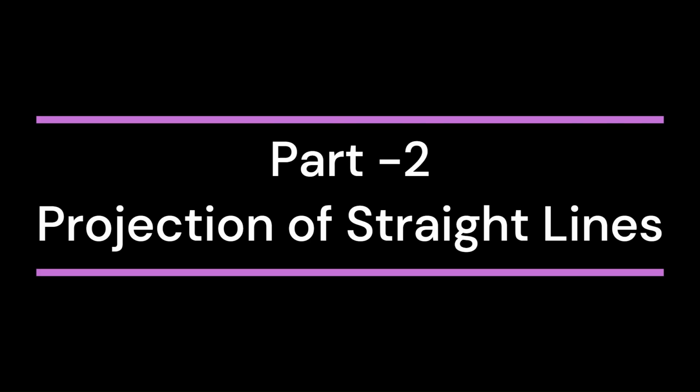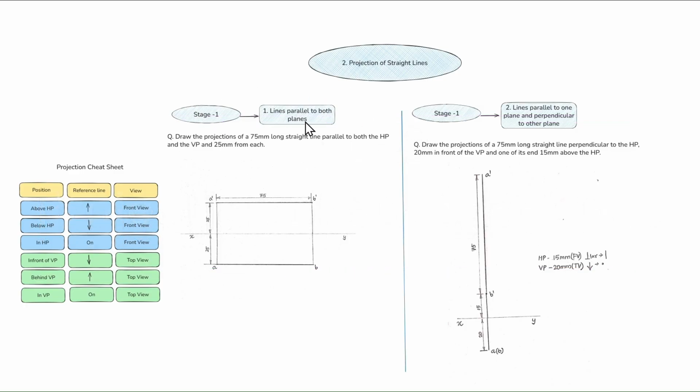Now let's begin part 2 of this video, which is projection of straight lines. We'll start with stage 1, which is lines parallel to both planes. We'll try to understand it with this question: draw the projection of a 75 mm long straight line which is parallel to both the HP and VP and 25 mm from each. It is very simple. Here they didn't specifically mention above HP or below HP, but in most questions they do expect you to plot the points based on those conditions. So I have chosen this question to explain it clearly.